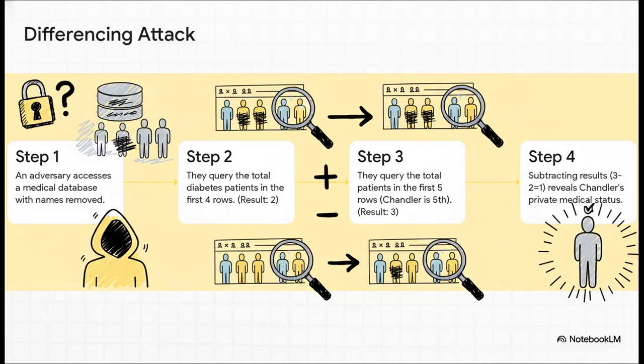And it's shockingly easy to see how this myth gets busted. This is a classic example of what's called a differencing attack. So picture this. An attacker knows their friend, let's call him Chandler, is the fifth person in some medical database. First, they ask the database, hey, how many people in the first 4 rows have diabetes? The answer comes back, 2. Then they ask, okay, how about in the first 5 rows? The answer is 3. A little bit of third grade math later, 3 minus 2 is 1, and boom, they've just confirmed Chandler's private medical status without ever seeing his name.